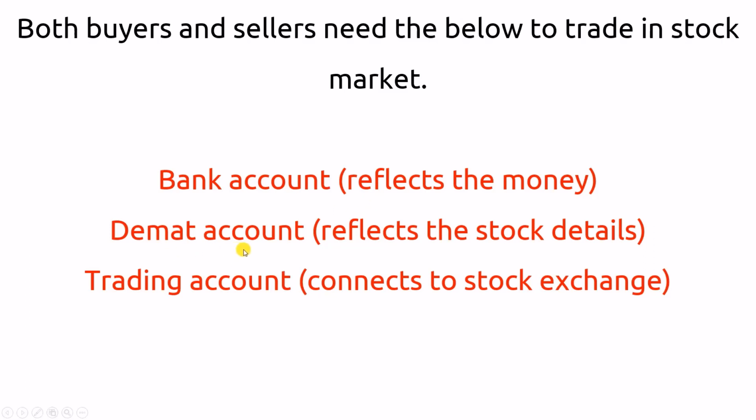A Demat account reflects the details of the stocks that a person owns. For example, how many stocks does he own? Of what company does the stock belong to? And what is the quantity of stock that he has? So all these are reflected in a Demat account. For example, a person may be having 5 stocks of Infosys, 10 stocks of Wipro, 25 stocks of Tata Steel. So all these will be reflected in the Demat account.